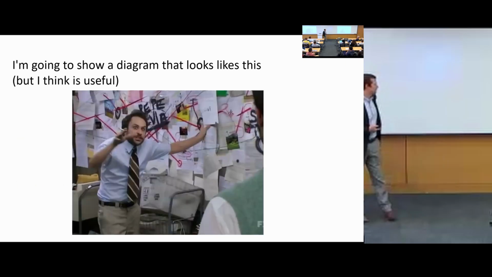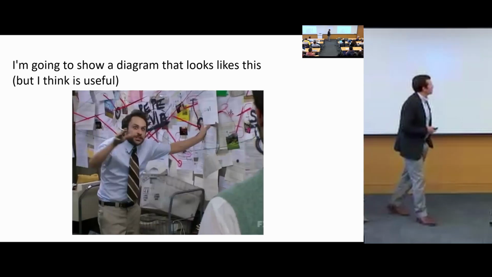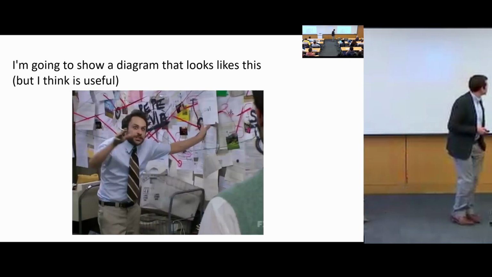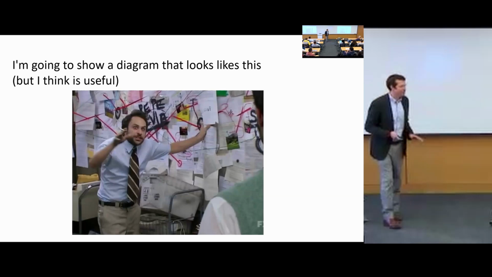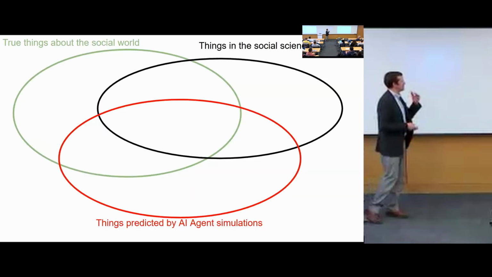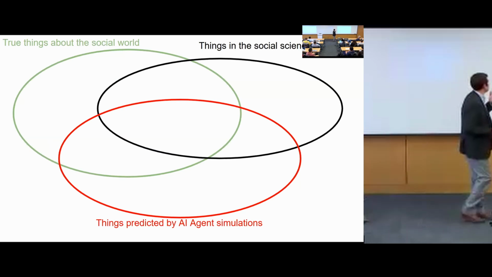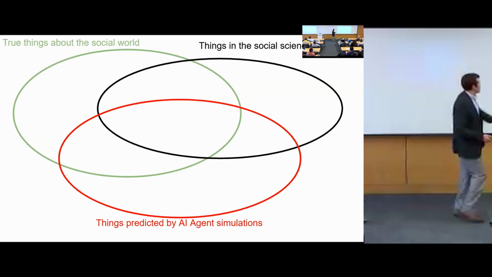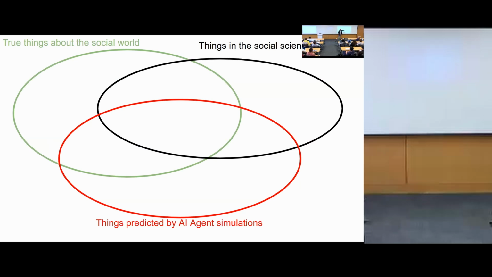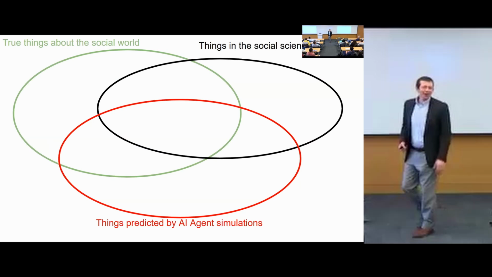That's the idea. So I'm going to show you a diagram that looks insane, but I found useful to think about some of this stuff. This is not the insane version. There are things that are true about the social world, that's the big green circle. There are things in the social science literature, that's the black circle.